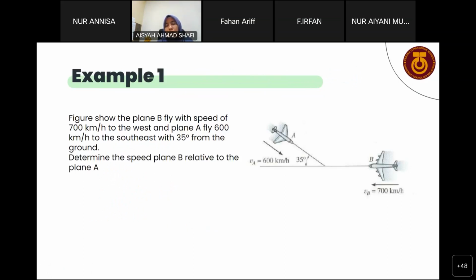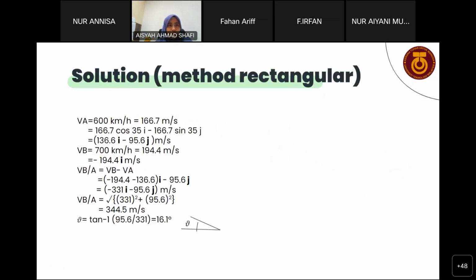So with the rectangular method, we can resolve it into I and J components. We have the value of VA times cos 35 in the I component, and times sine 35 for the J component. So we have 135.5 I minus 95.6 J meter per second. This is the velocity for A.